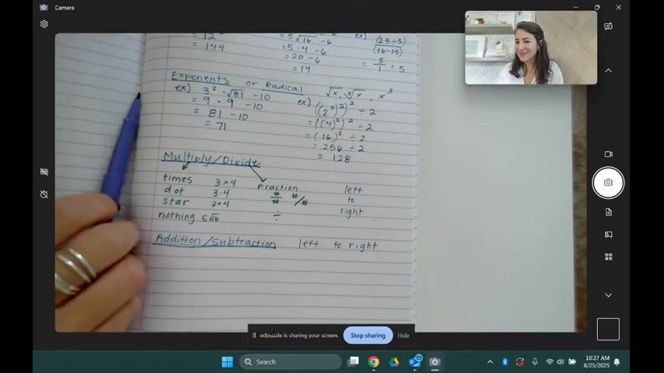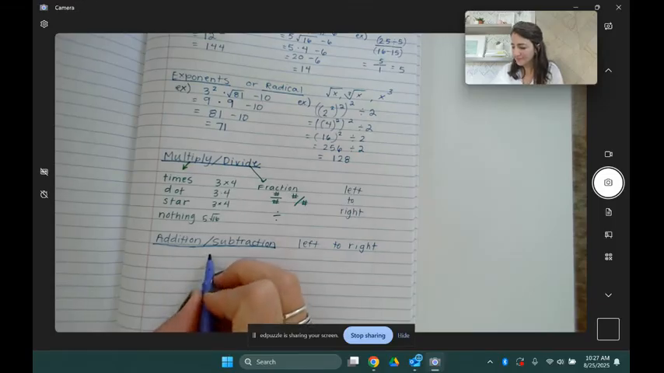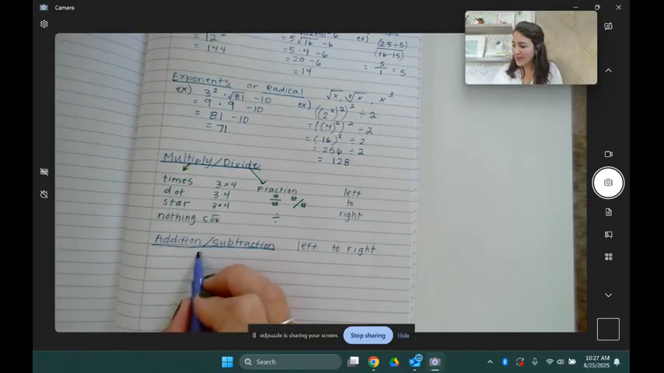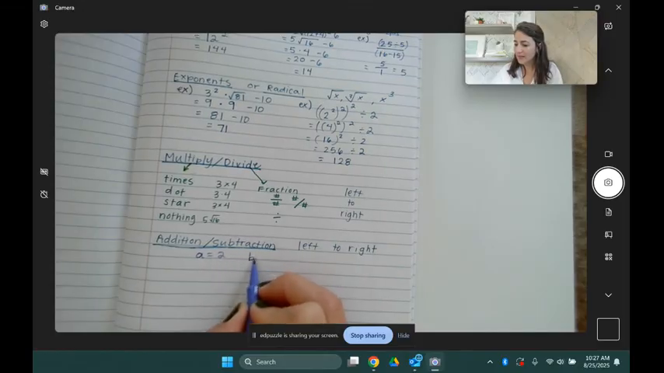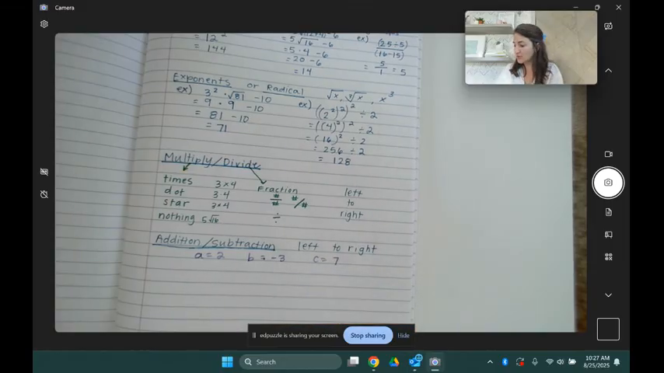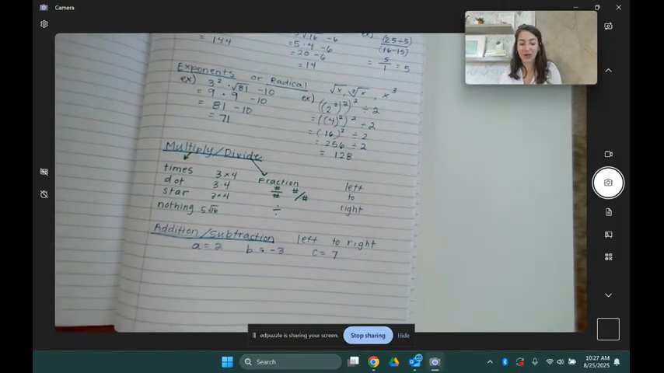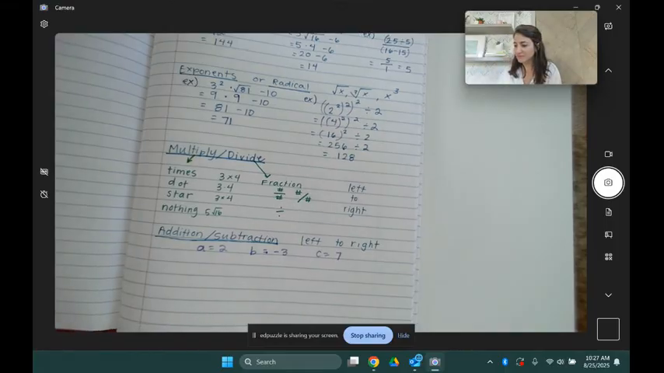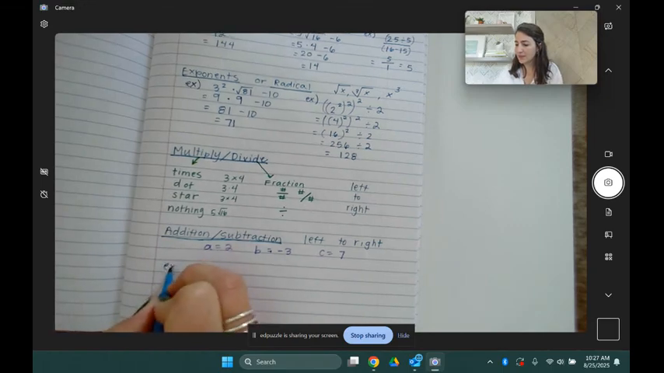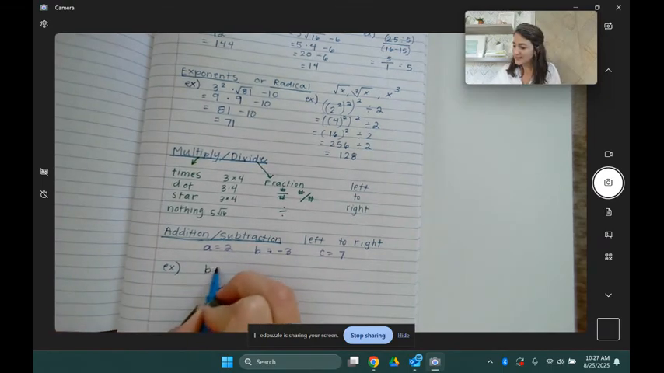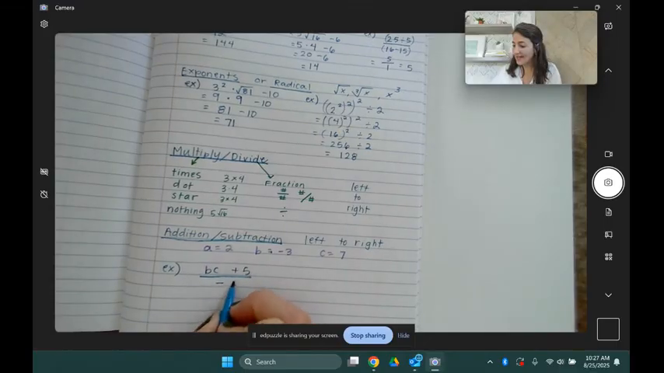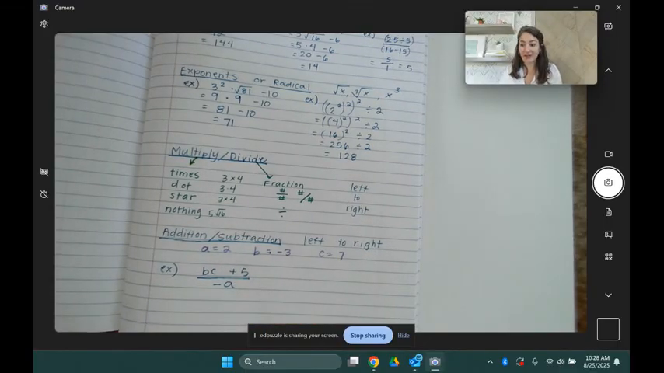I'm going to get a little fancy for this final example and add some letters into it because this is algebra. So let's say I have A is equal to 2, B is equal to -3, and C is equal to 7. So I'm gonna write an example here, and we're gonna solve it by plugging in the numbers. So for example, I've got BC plus 5 all divided by -A. I'm going to plug in all of these numbers.